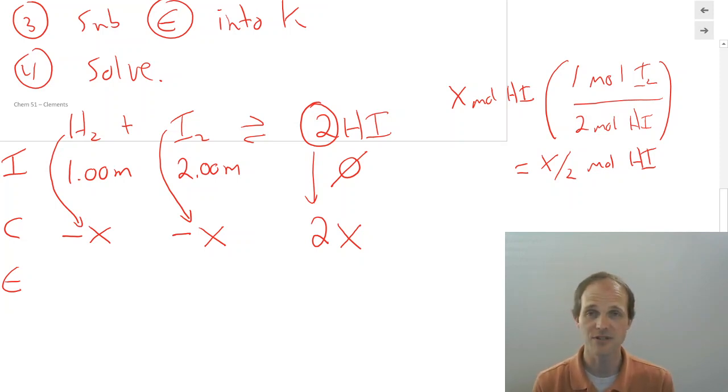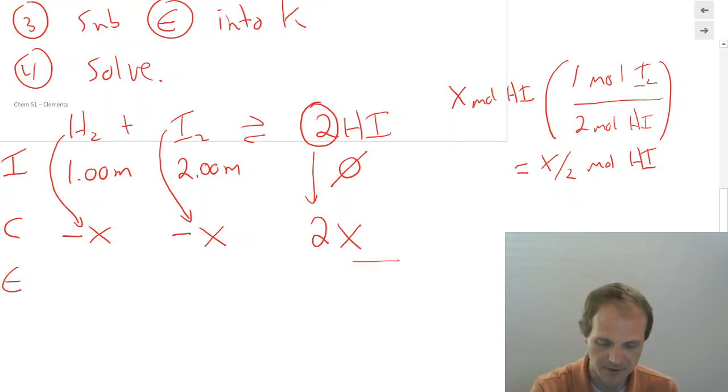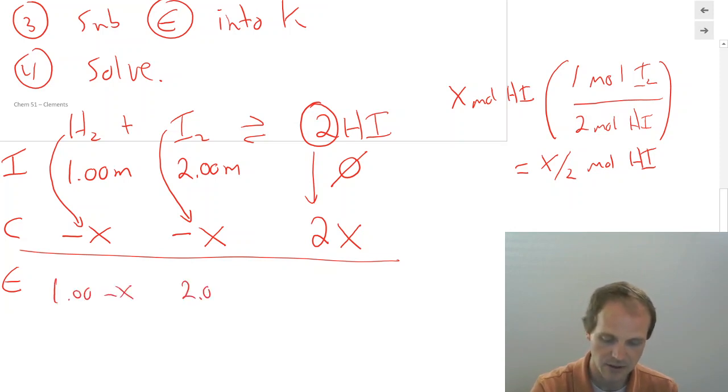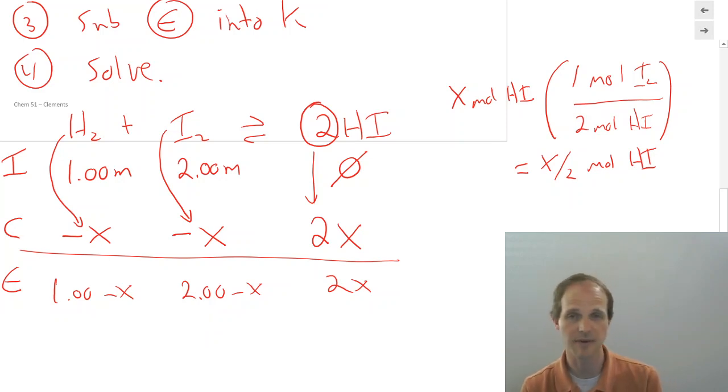No matter what numbers appear there, if there was a 7 in front of that I2, then I'd have minus 7x. If there was a 4 in front of that H2, I'd have minus 4x. That way is a little bit easier. I'm always going to use this way moving forward, where my base is x, and then I just put that stoichiometric coefficient in front for each of my things, because I find that by far the easiest way to do it rather than having to deal with fractions. So what do? I add up I plus C to get E: 1.00 minus x, 2.00 minus x, and 2x. You'll notice I stop including units here, okay? Because as soon as we start putting these into our equilibrium expressions, we divide by reference concentration, so we don't have units.